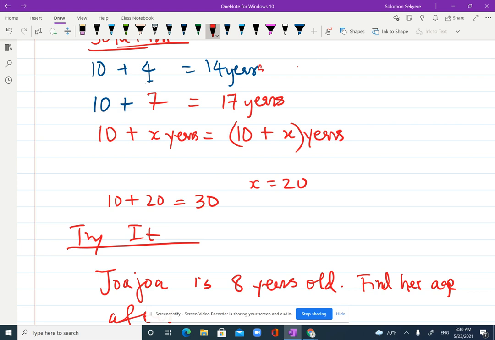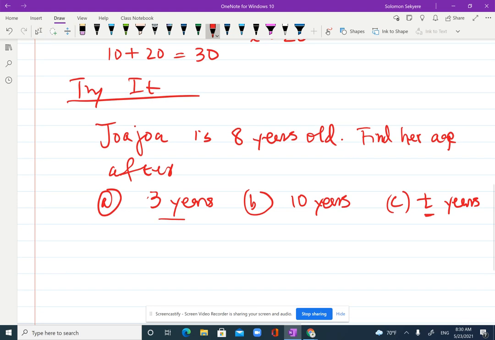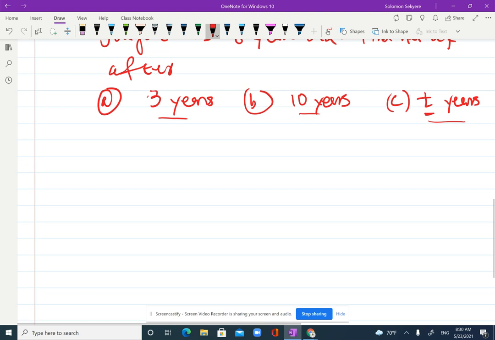So this is the actual years. That's actual. This is called an expression, because we don't know what that X is. And so when we know, then we can find it. So this is going to be the actual age. The last one, you're going to write an expression. Okay, let's do another one.